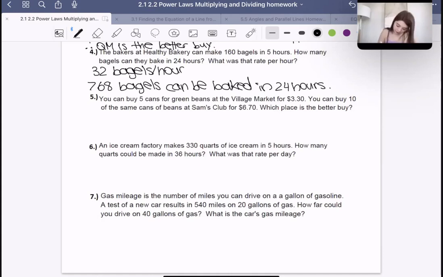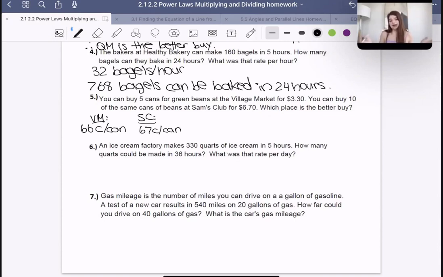So for Village Market, how much does it cost per can? Well, if it's $3.30 for 5 cans, then we divide that by 5 and we get that it's 66 cents per can. For Sam's Club, it is going to be $6.70 for 10 cans, right? So we divide by 10, we get 67 cents per can. So by getting the Village Market deal twice, we save 10 cents.